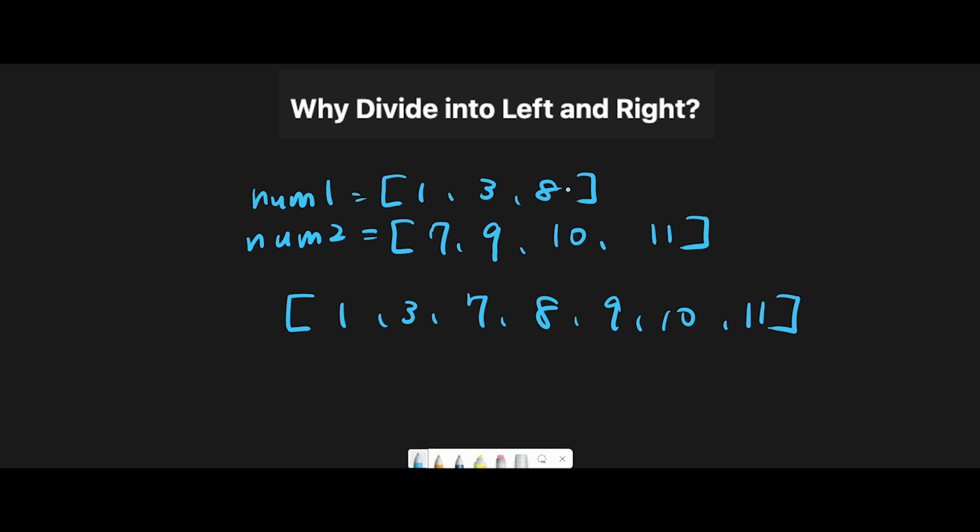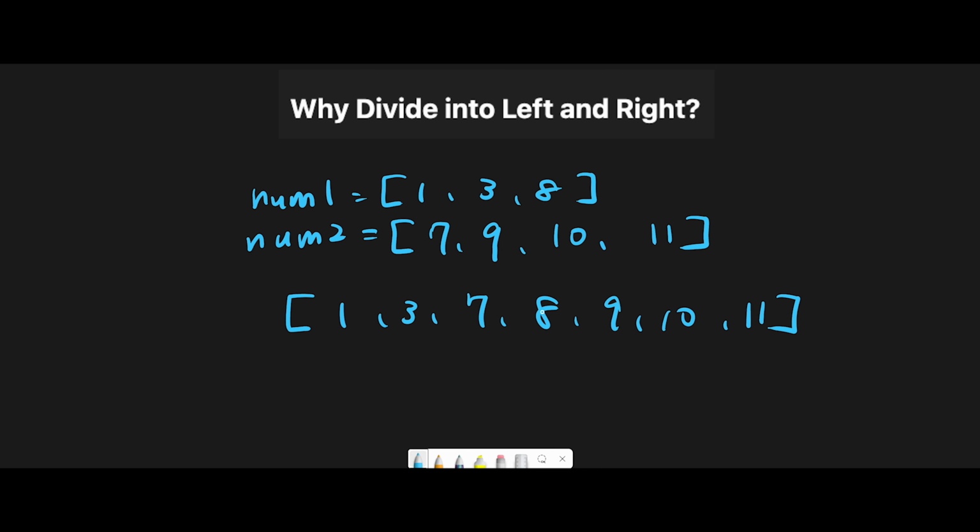So how about this case? nums1 is 1, 3, 8, and nums2 is 7, 9, 10, 11. If we try to merge the arrays directly and sort them, we will get 1, 3, 7, 8, 9, 10, 11, where the value 7 from nums2 is smaller than 8 from nums1. This means that we cannot simply merge two arrays. So we divide each array into left and right parts.